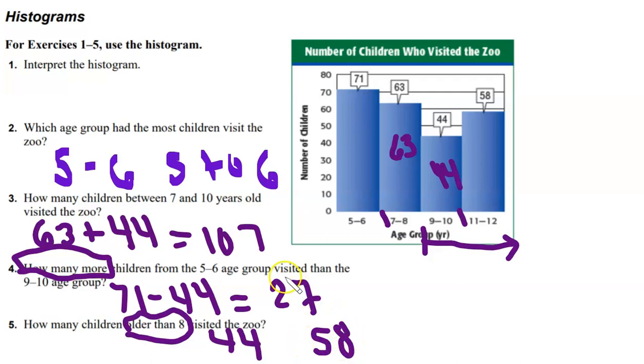So in order to determine how many children are older than 8, I'm going to take both of those intervals and add them together. 8 plus 4 is 12. I would carry 1. 5 plus 4 is 9, plus 1 more is 10. So there's 102 kids that fall in this section right here. That's how you interpret the histogram. It's all about numbers and where they go.